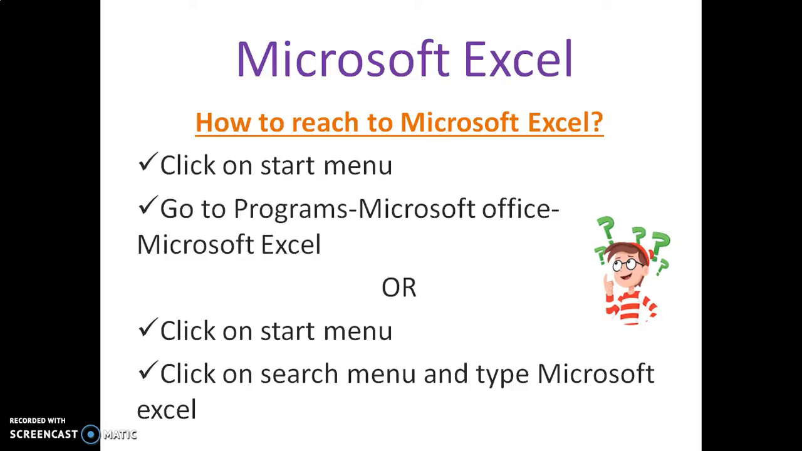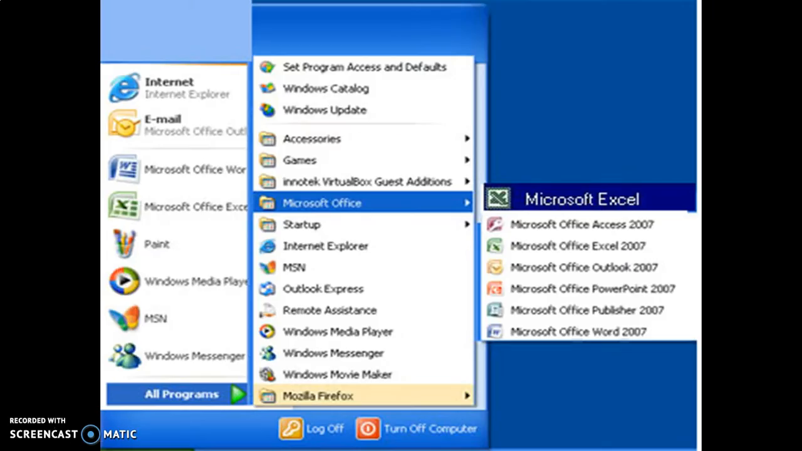The other way is to click on the start menu of your computer or laptop, click on the search menu, type Microsoft Excel, and your Microsoft Excel spreadsheet opens. So this is how, students: click on the start menu, go to programs as you can see here, then go to Microsoft Office, and then go to Microsoft Excel and click on it.